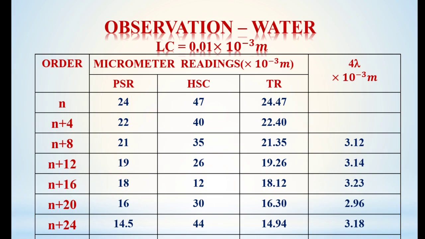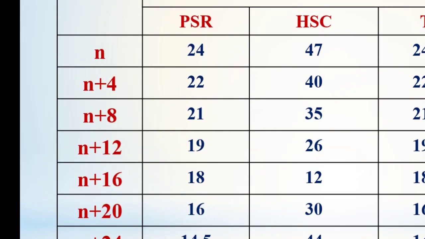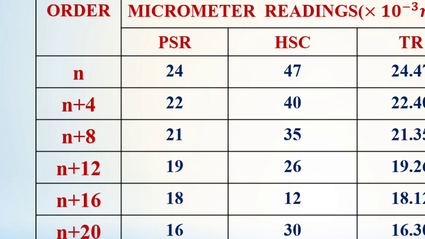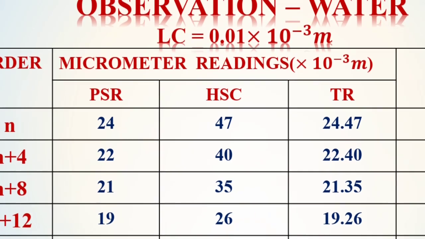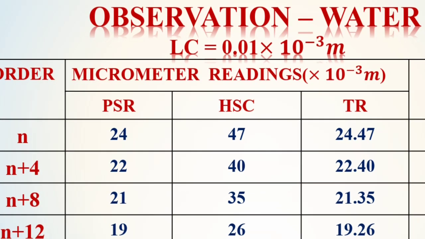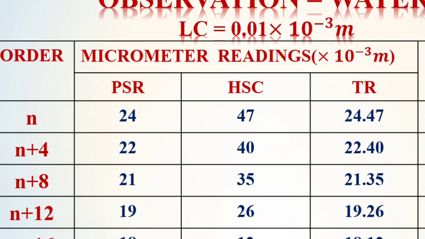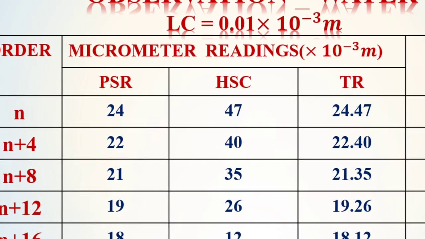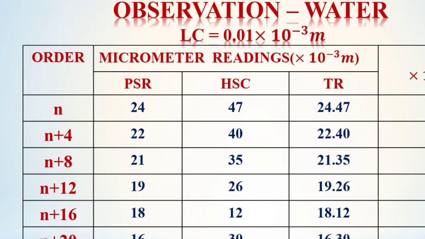So the first reading n is noted down here as pitch scale 24 and head scale 47. To get the total reading, we have to multiply the head scale coincidence by the least count. So 47 into 0.001 will give us 0.47. With this, we have to add the pitch scale reading. So we got 24.47. For the next reading, n plus 4, the pitch scale is 22 and the head scale is 40.